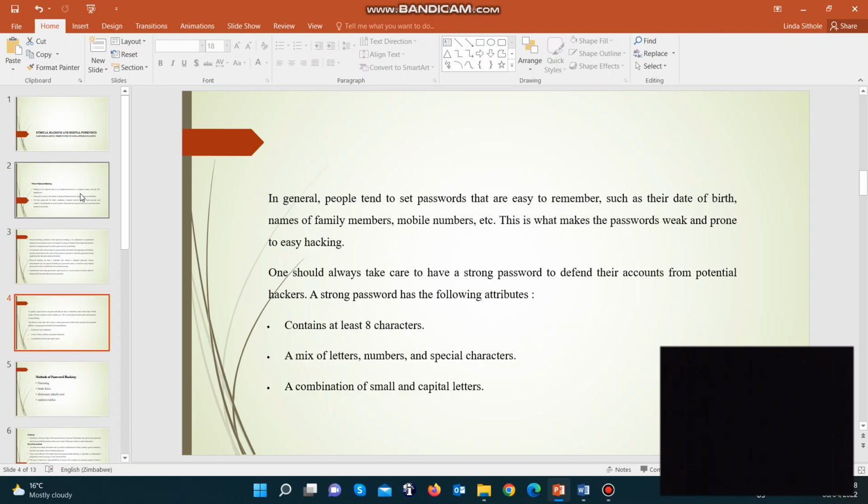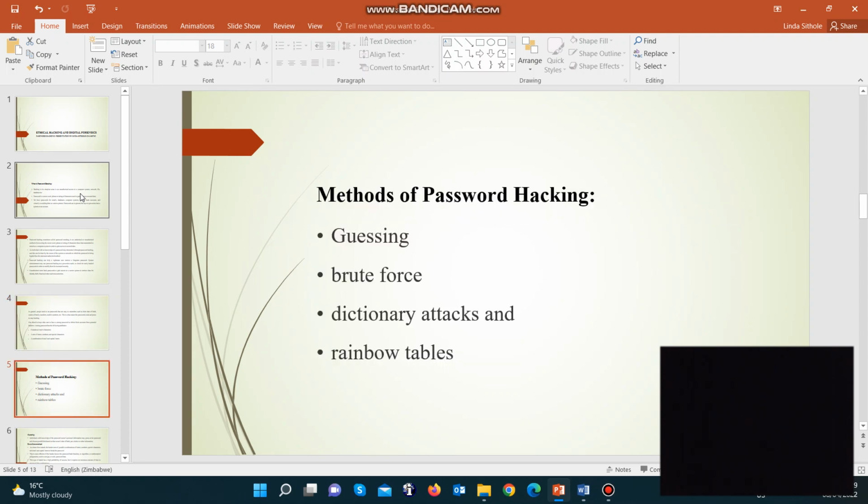In general, people tend to set passwords that are easy to remember, such as their date of birth, their family member names, their mobile numbers. This is what makes passwords weak and prone to easy hacking. One should always take care to have a strong password to defend their accounts from potential hackers. A strong password has the following attributes. It contains at least 8 characters, a mix of letters and numbers, and special characters, a combination of small and capital letters. This makes a password stronger.